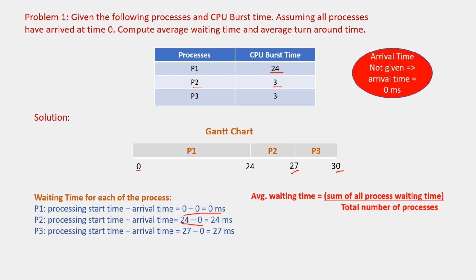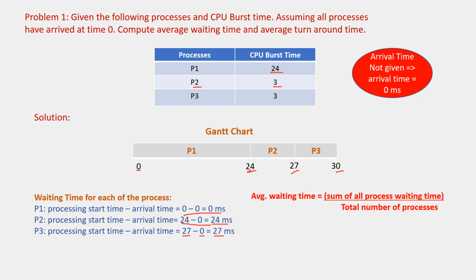Next process is P2. P2 started its execution at 24. So it had to wait for P1 to finish and leave the CPU. So it waited for 24 milliseconds. It arrived at time 0, so the total time it waited was 24 milliseconds. Next is P3. P3 started its processing at 27 milliseconds. It arrived at time 0. Hence it had to wait for 27 milliseconds.